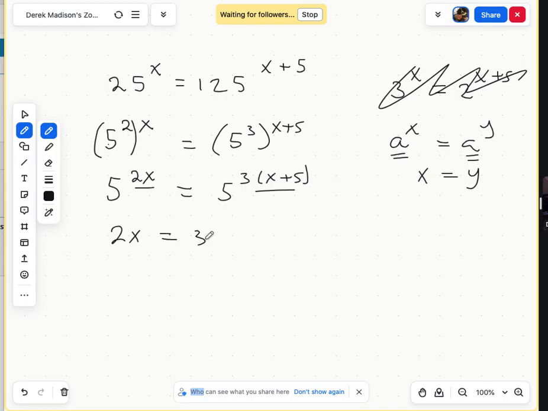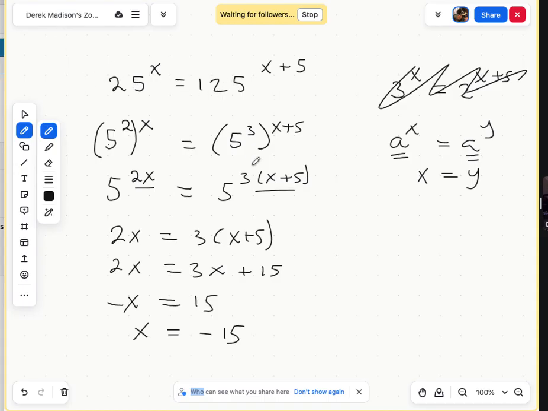So 2x equals 3x plus 5. Distribute the 3 across. 2x equals 3x plus 15. I'll isolate x, so I'm going to bring the 3x over this way, and that'll give me negative x equals 15, or x equals negative 15. And that's all there is to those.